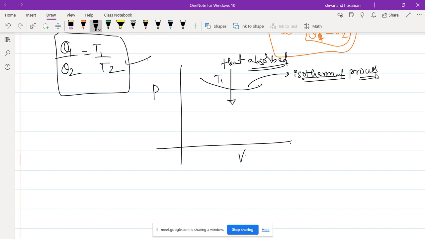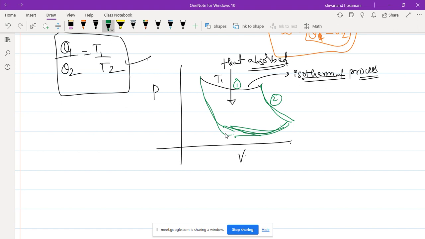If you continue it, this process will be isothermal, and then this process will be adiabatic. We call this isothermal expansion. I will call this process 1, and this is process 2. Then process 3 goes from here onward.